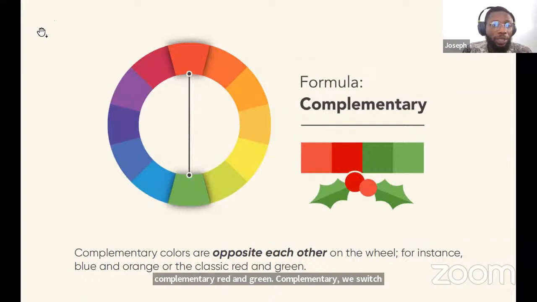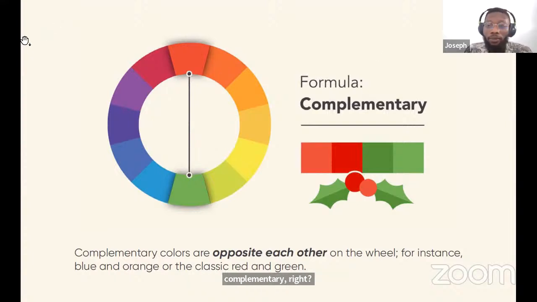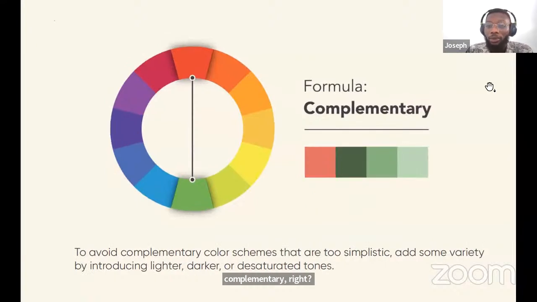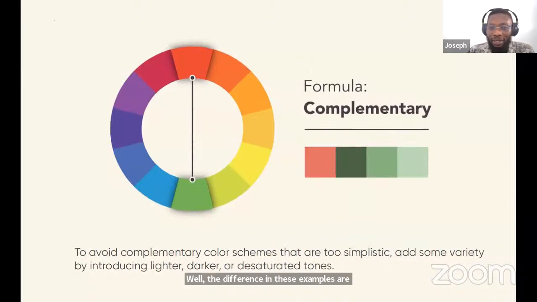Let's do some practical session. Let me show you something. Complementary, see, purple and yellow. It's complementary. Complementary could be orange and blue. It's complementary. Yellow and burgundy. Complementary, right? That's how complementary works. See another example. The difference in these examples is just vibrance, saturation and value, which gives it high vibrance or reduced, or desaturated, right? That's what you see.